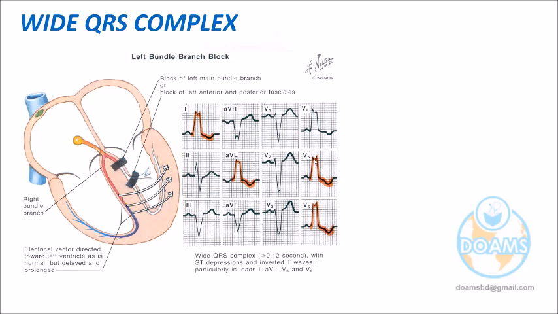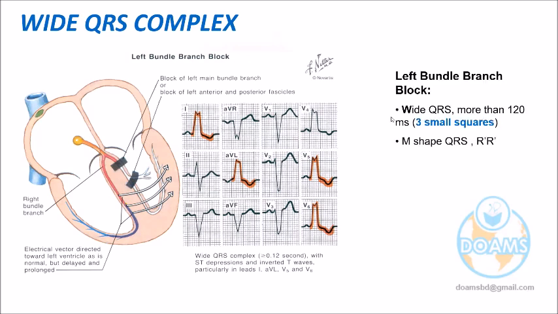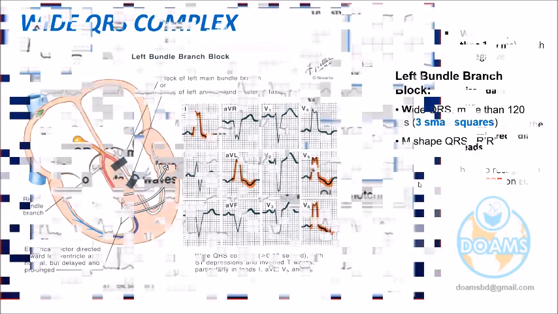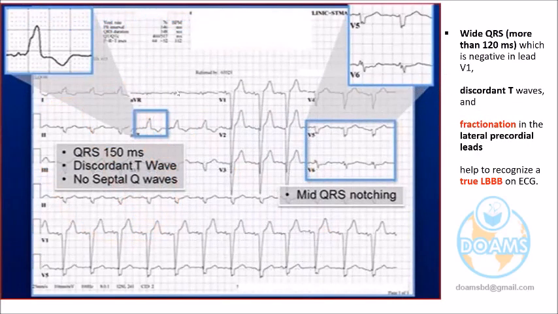Sometimes this fractionation may not be visible well, but this fractionation is very characteristic. This is the picture, doctor, I tried to show you, not that bright a picture. You can see mid-QRS notching. This fractionation means notching. QRS notching here, down.